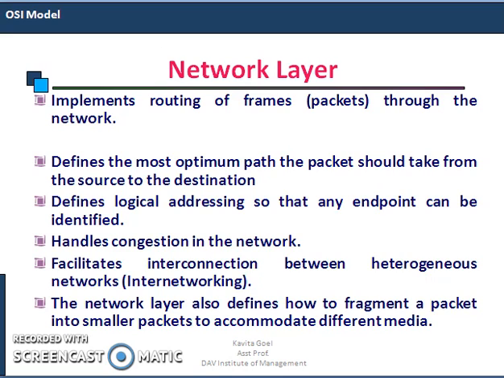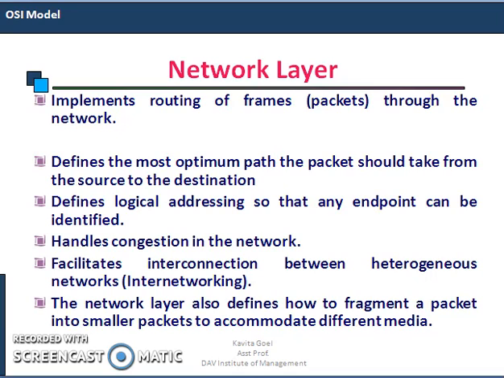The network layer is responsible for the source to destination delivery of a packet, possibly across multiple networks, whereas the data link layer oversees the delivery of the packet between two systems on the same network. The network layer ensures that each packet gets from its point of origin to its final destination.